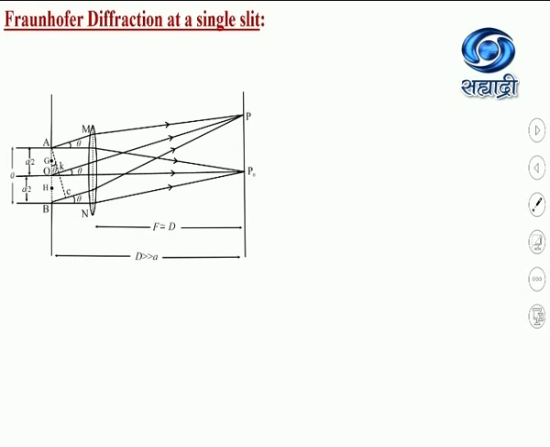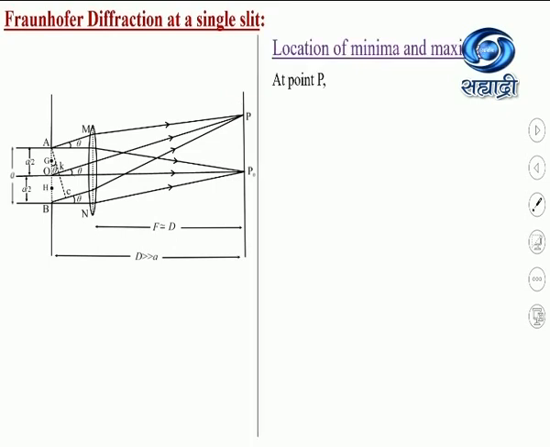Now let us obtain the path difference between the rays which arrive at point P. If we consider the extreme rays from point A and point B which arrive at point P, then this BC part is the path difference between the extreme rays. That means if we consider the rays as AP and BP, these two extreme rays have the path difference which is equal to BC. Now let us find the expression for path difference BC.